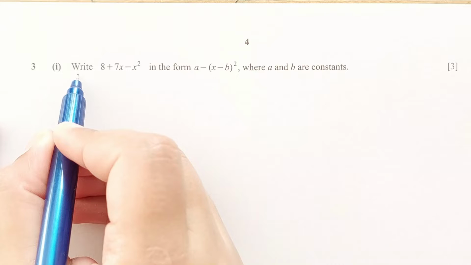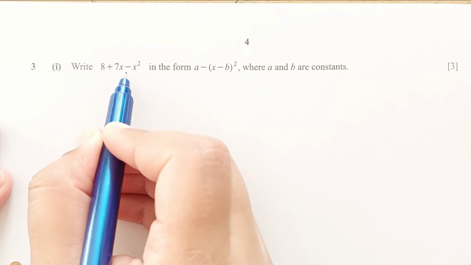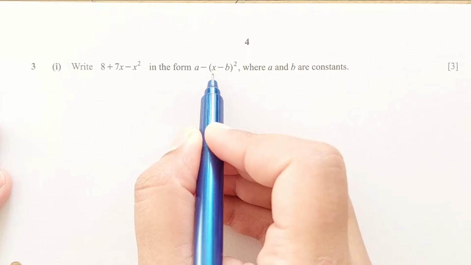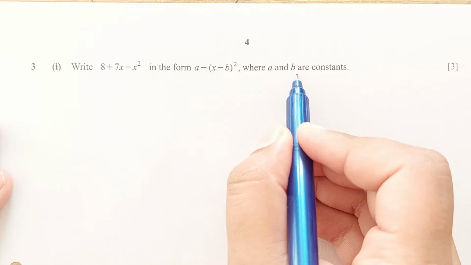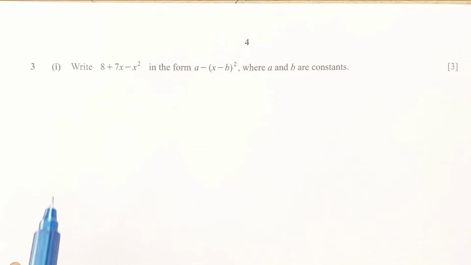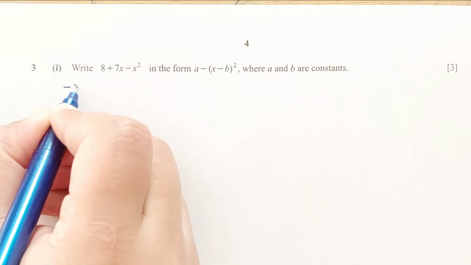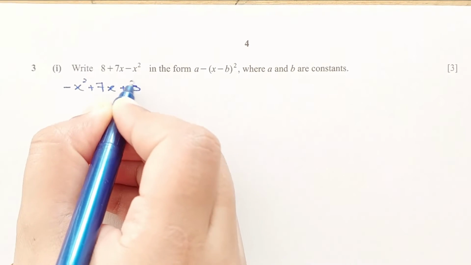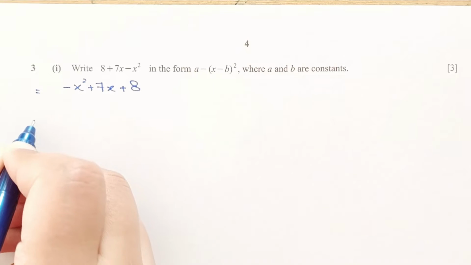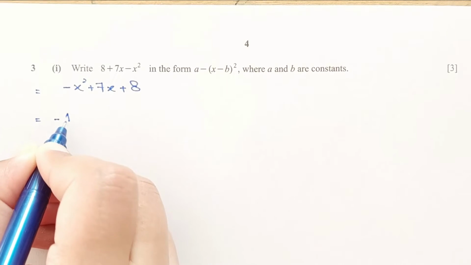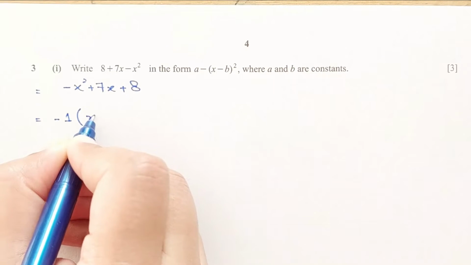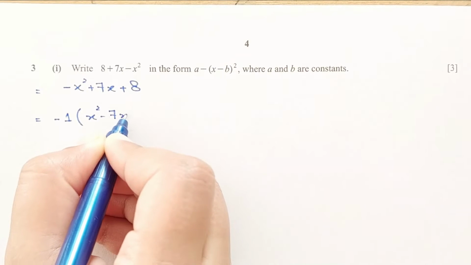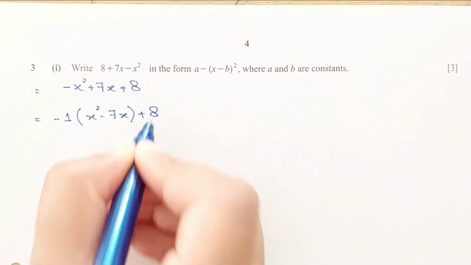Question number 3, part 1. Write the standard form of a quadratic equation in the vertex form, where a, b are constants. So the standard form is minus x square plus 7x plus 8. The first step is we have to take the coefficient of x square common from the first term and the second term. So we have x square minus 7x and the third term stays the same.